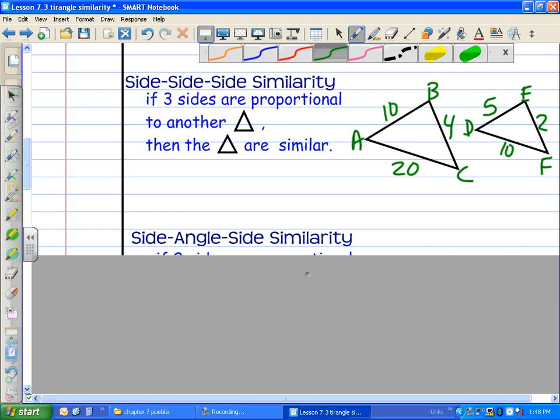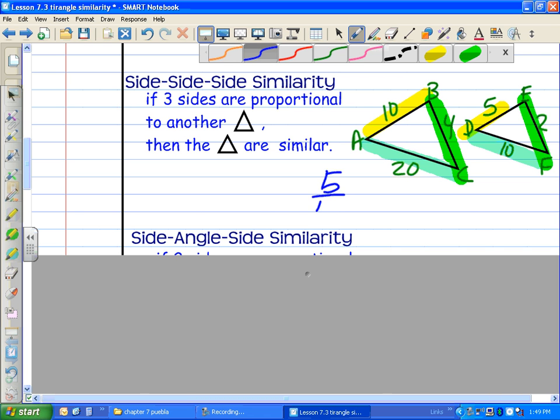Now, I don't need any angles for this, right? Because this is basically asking, are all the sides proportional? So let's take a look. Is this side right here, AB, proportional to DE? And is it the same thing for BC? Is it the same ratio from BC to EF? And also, is it the same for AC as it is for DF? Let me just write the ratios, like we did in the last few lessons.